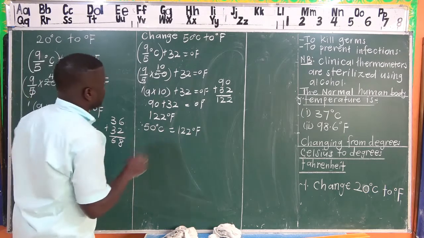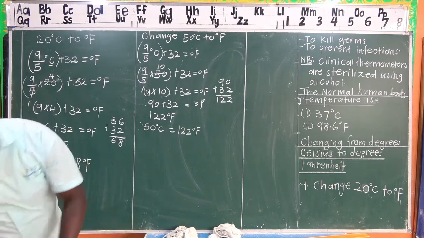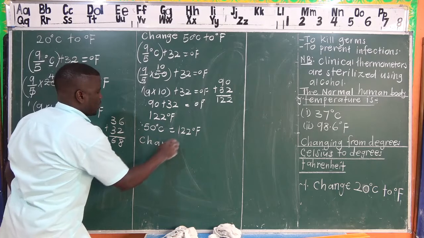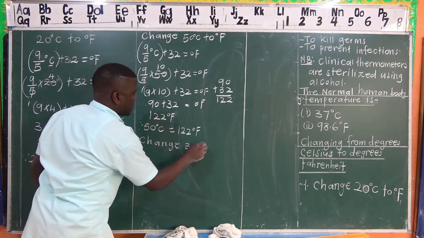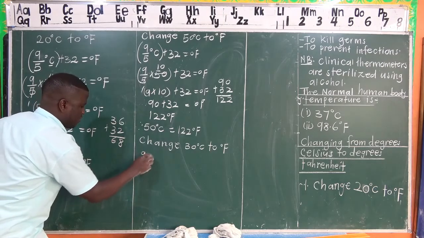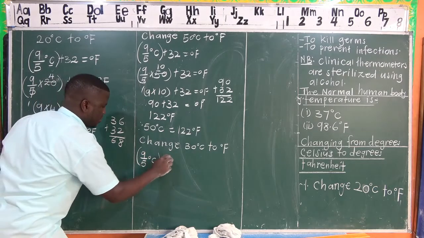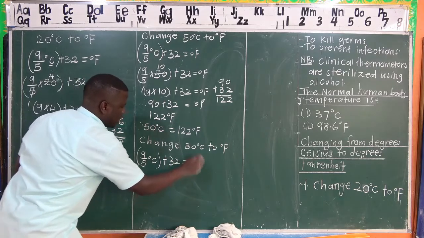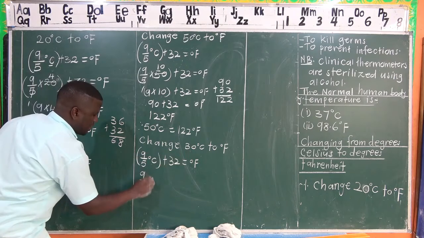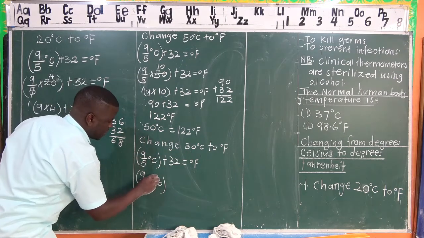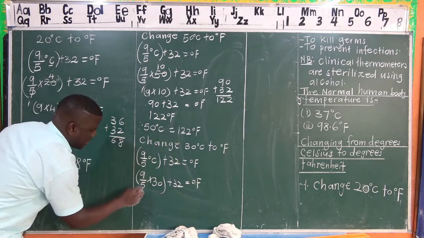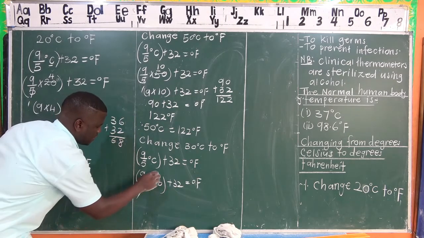Let me work out the last one. The last one, we shall say, change 30 degrees Celsius to degrees Fahrenheit. We shall say 9 out of 5 degrees Celsius into brackets plus 32 equals degrees Fahrenheit. 9 out of 5, where there is degrees Celsius, we put 30, times 30, put into brackets, plus 32 equals degrees Fahrenheit. 5 here, 1; 5 into 30, 6.